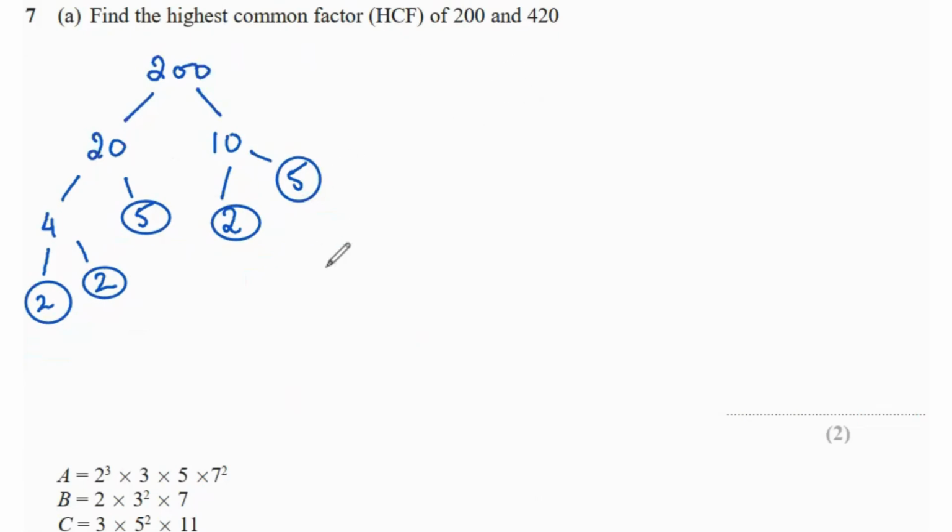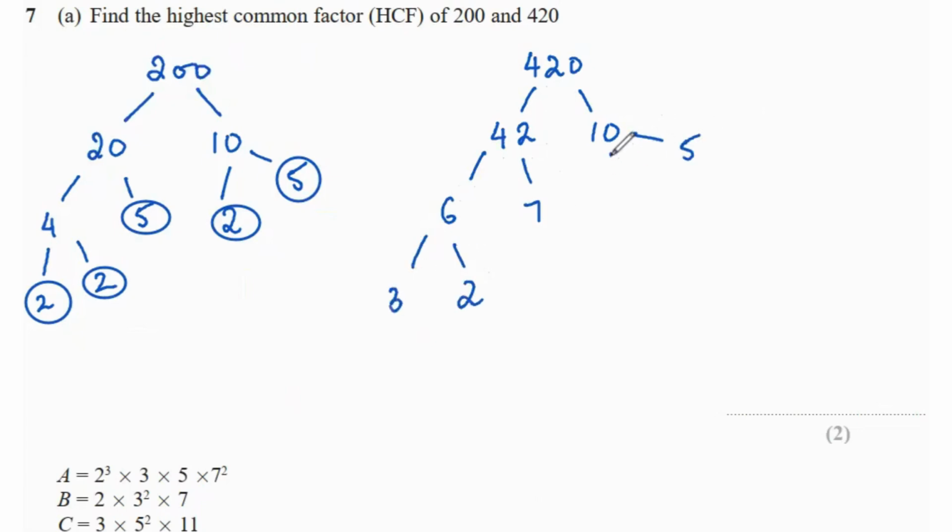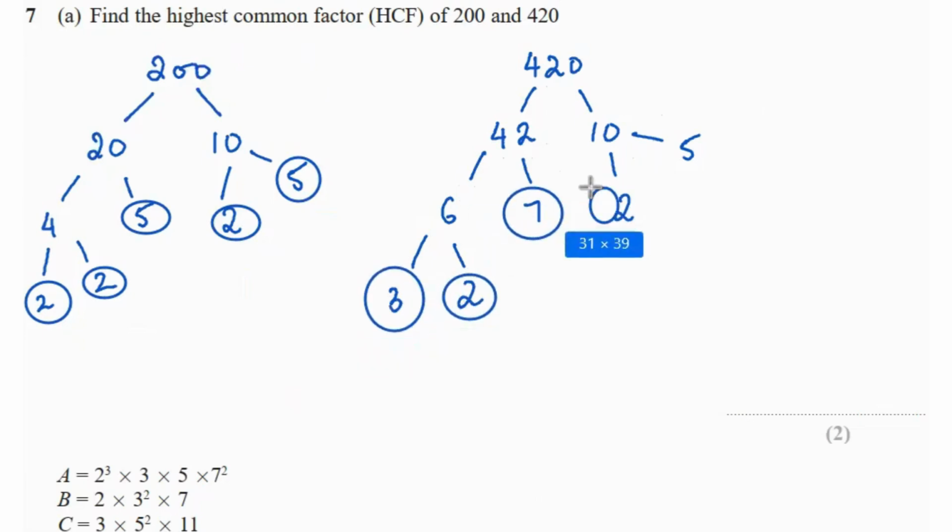Now, I'm not going to rewrite this right now as a product of powers of its prime factors. I'm going to first break down 420 as well. And then we'll just highlight the common numbers to figure out what the highest common factor is. So 420 is 42 times 10. 42 is 6 times 7. 6 is 3 times 2. 10 is 5 times 2. 7 is a prime number, so we cannot break it down. 3 is a prime number. 2 is a prime number. And 5 is also a prime number.